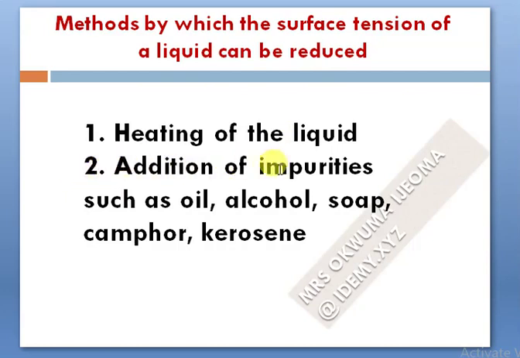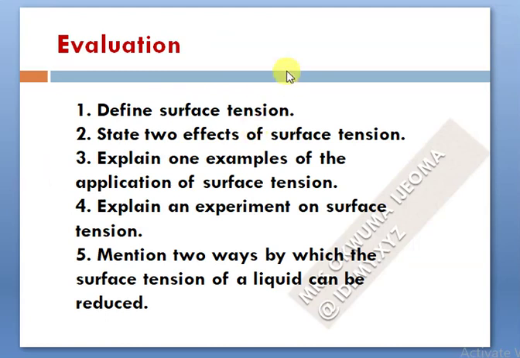Secondly, addition of impurities such as oil, alcohol, soap, camphor, kerosene, and other impurities. When you add these impurities, it equally reduces the surface tension of the liquid. Now we go over to our evaluation questions.